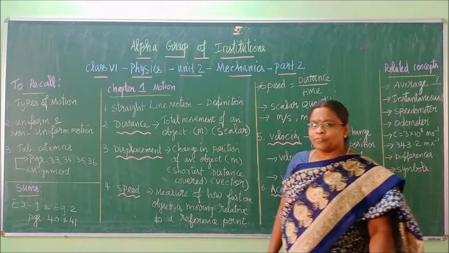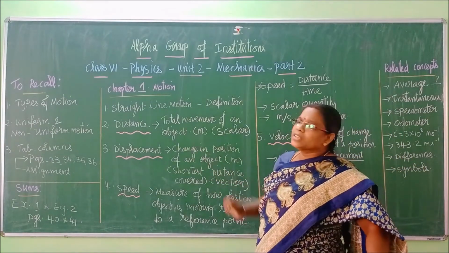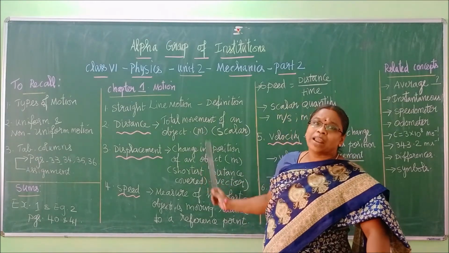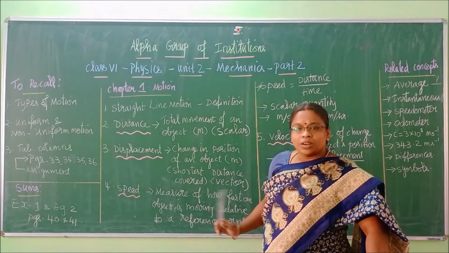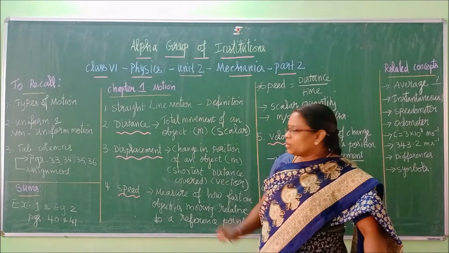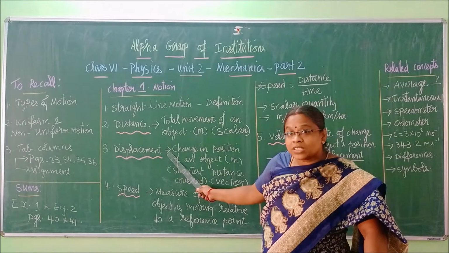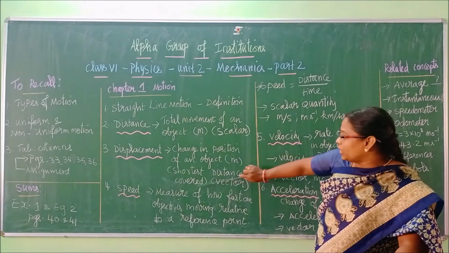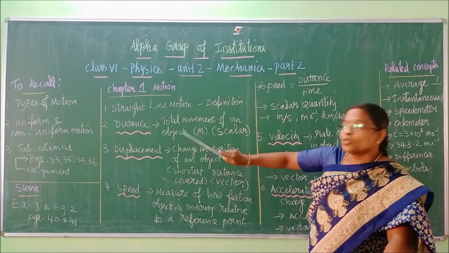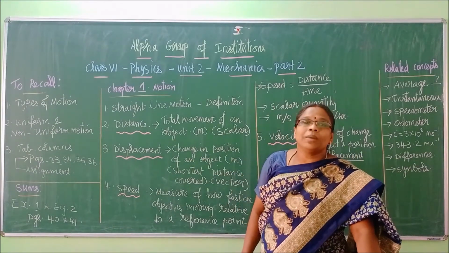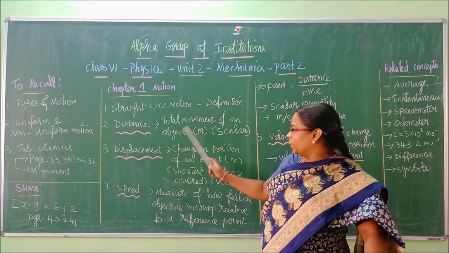Now you can have a confusion. Ma'am, you are saying distance is scalar and displacement is vector. How can both have the same unit? I will give you a clarification. What I said for displacement is that it is the shortest distance. So displacement is also a distance. So automatically, what will be the unit? Meter.